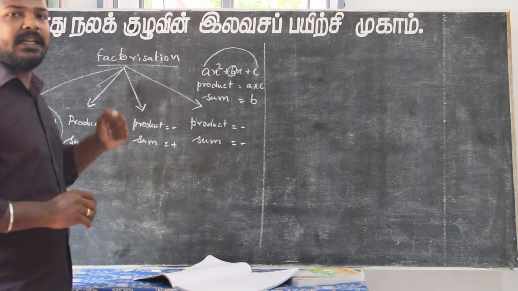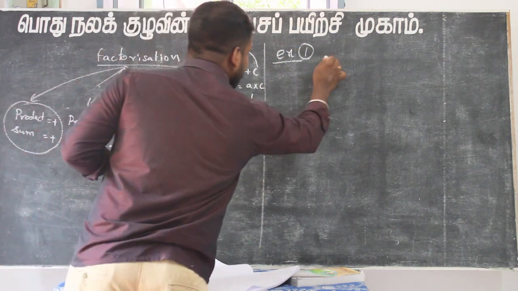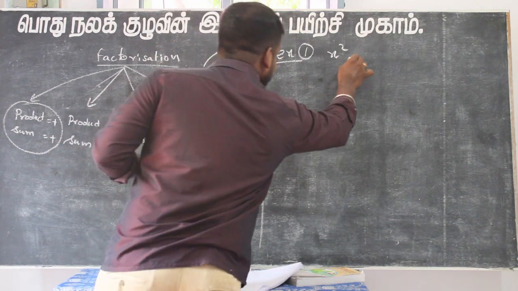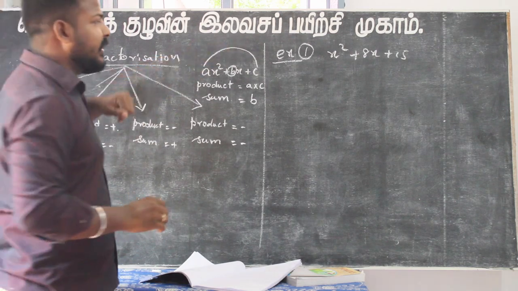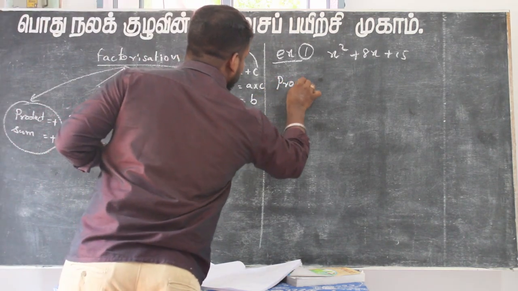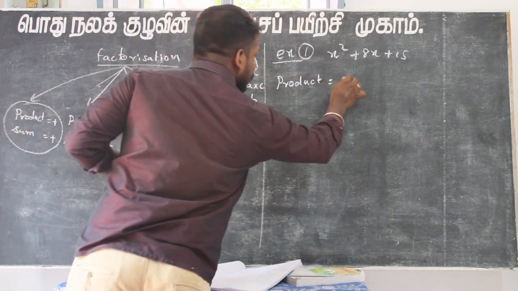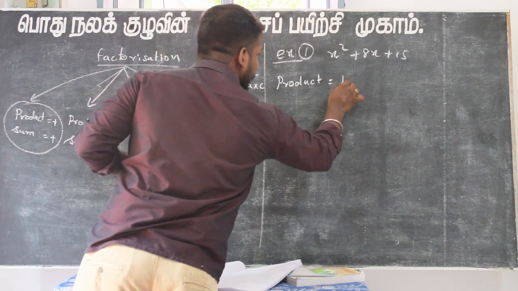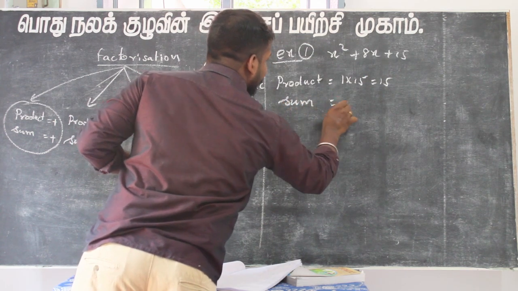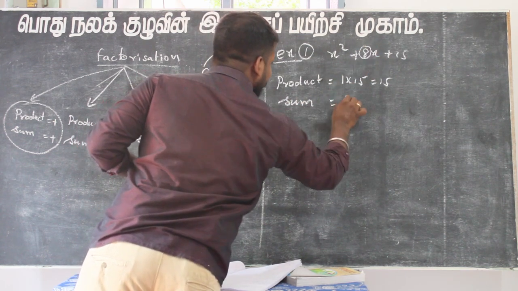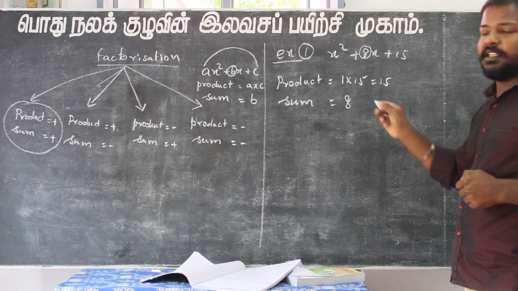We will see one example so you can clearly understand. Example 1 for the first case: factorize x square plus 8x plus 15. What is the product here? Product is nothing but the coefficient of x square times the constant term. The coefficient of x square is 1, so 1 into 15, you will get 15. What is your sum? Sum is your coefficient of x, you will get 8. So your product is positive and sum is also positive. This is your first case.